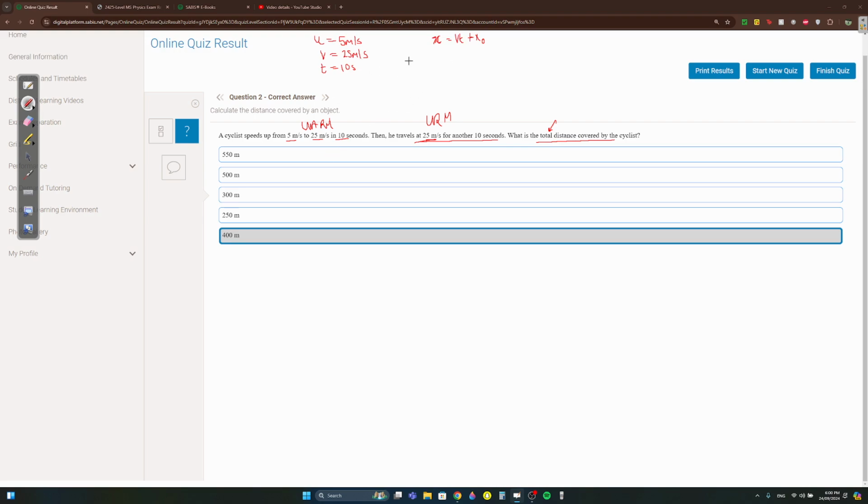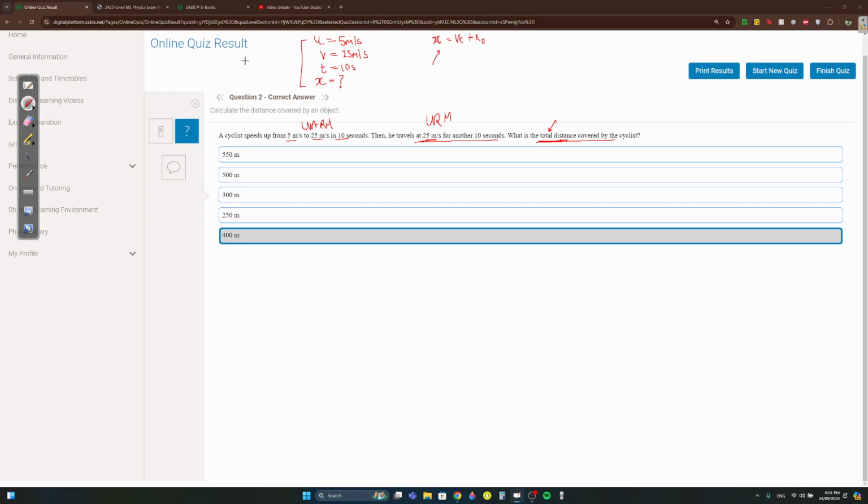Okay, so we want to find the distance in two phases. We want to find the x in this UARM phase, and we want to find the x in this other case, which is vt plus x naught. For your UARM phase, this is what you do. You list all you're given. You see 5 meters per second, you quickly write u equals 5 meters per second. You see 25, you write v equals 25. You see 10 seconds, t equals 10 seconds. Then you see what they are asking for. They said distance, so you write x equals question mark.